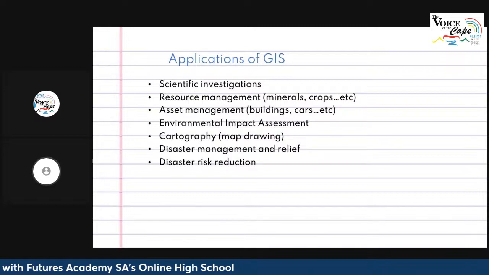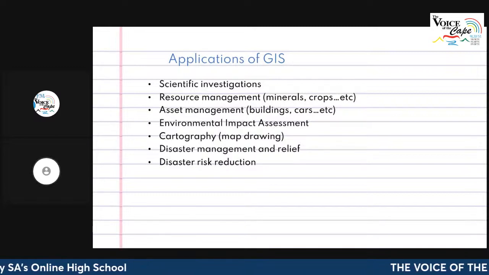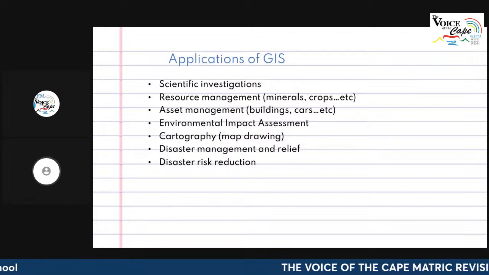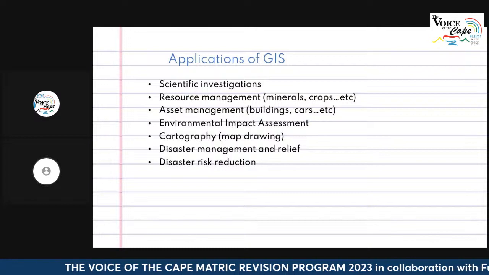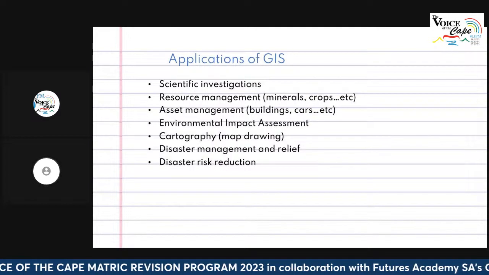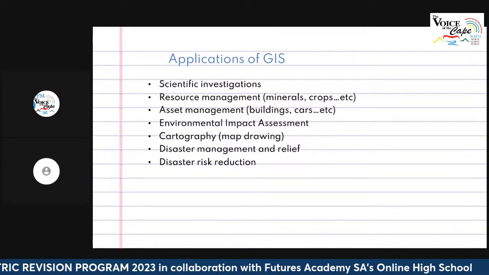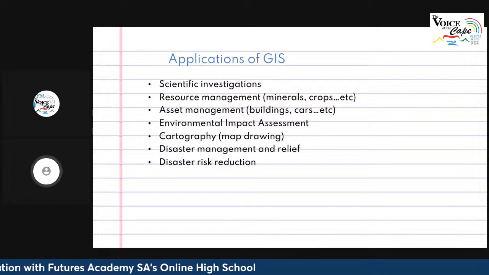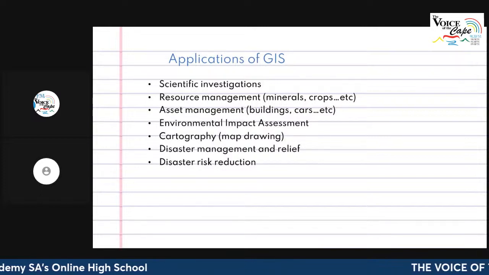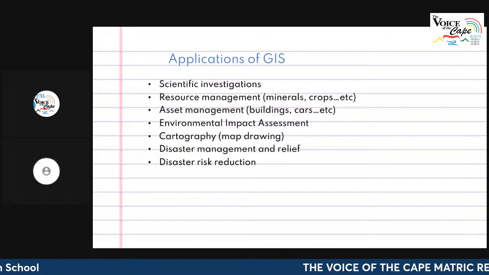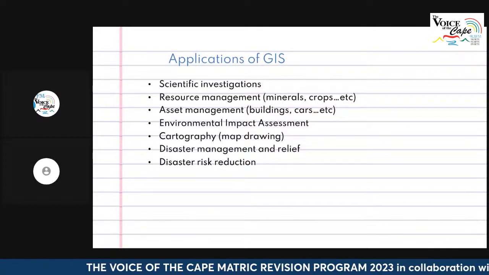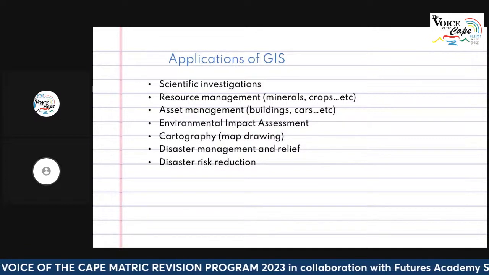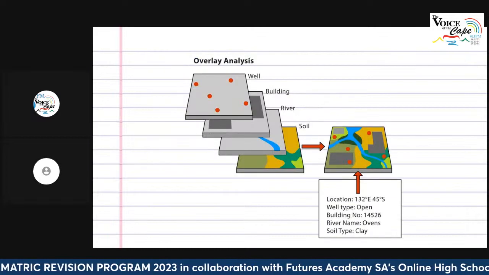So, for example, the flooding that is taking place in Cape Town at the moment, or around Cape Town, how bad was it actually in terms of scale? How big, how small? Was it on a grand scale? Was it in a small sector, etc.? Cartography, that is map drawing. Disaster management and relief. So again, we find the area that is most disaster stricken and we can send relief to that area.